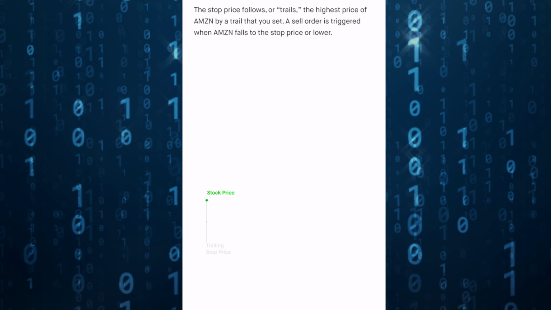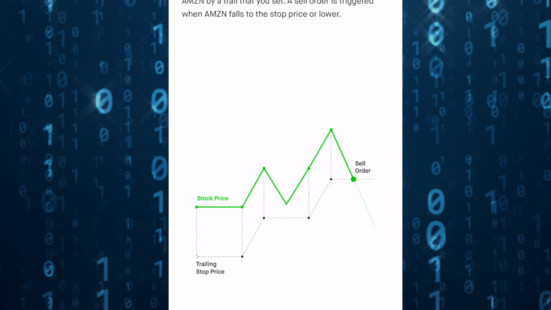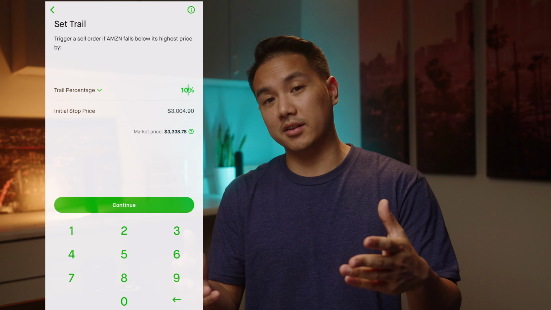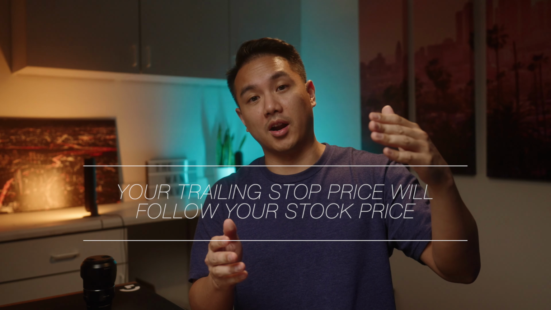The last conditional order we will go over is the trailing stop order, where you get to maintain your upside if the stock continues to move higher. You will set a percentage of your choosing, say 10%, and Robinhood will calculate an initial stop price from there. This will be 10% below the current market price of the stock, and every time the stock moves higher, there will be a new stop price that is higher than previously. When the stock falls and hits your stop price, this will trigger a market sell order.